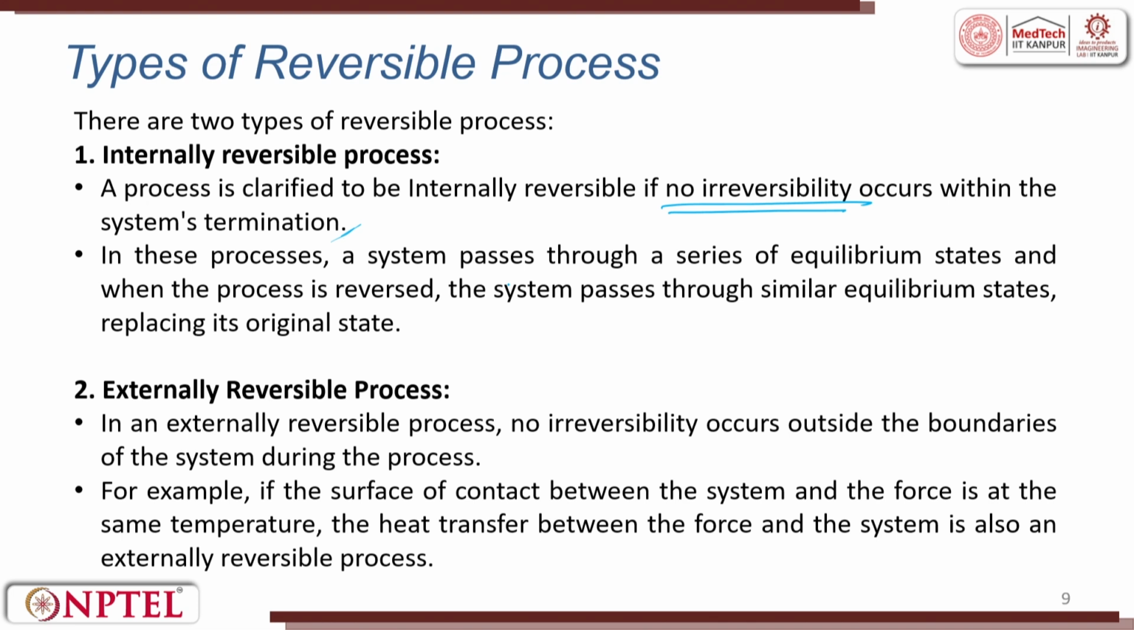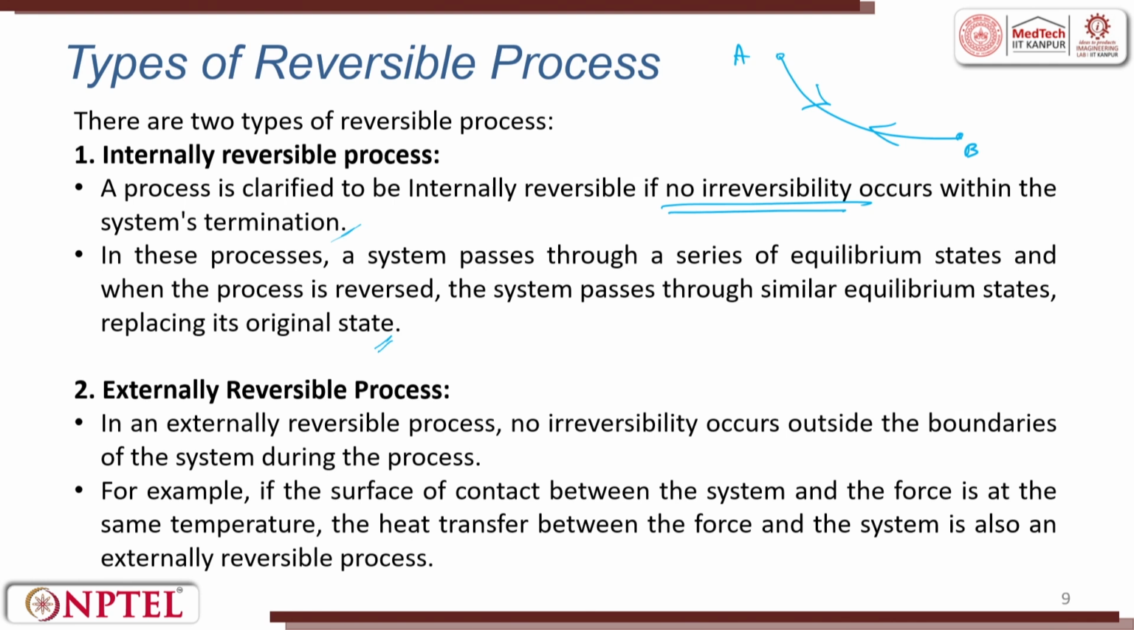In this process, a system passes through a series of equilibrium states, and when the process is reversed, the system passes through similar equilibrium states, restoring its original state. So, you move from here to here, then you move back from A to B, then it is moving back to A, B, right, B to A. So, a system passes through a series of equilibrium states, and when the process is reversed, the system passes through similar equilibrium states, restoring its original state.